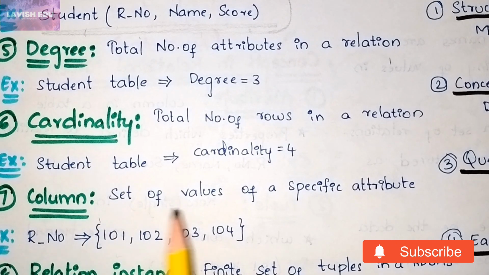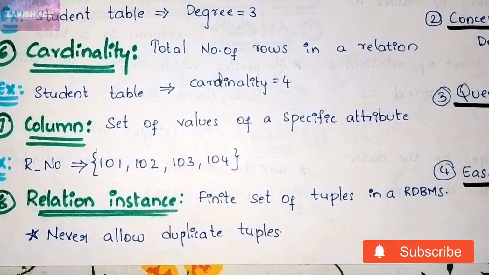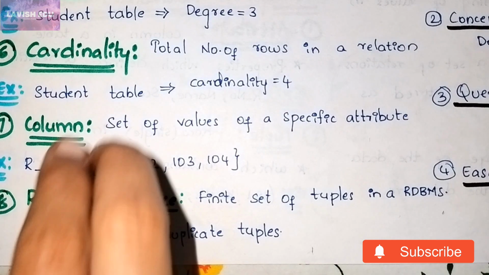And column: the set of values of a specific attribute, for example roll number equals 101, 102, 103. These column values are considered to be a column. And the relation instance is a finite set of tuples in an RDBMS, relational database management system, and it never allows duplicate tuples, that is, duplicate rows are not allowed in a relation instance.